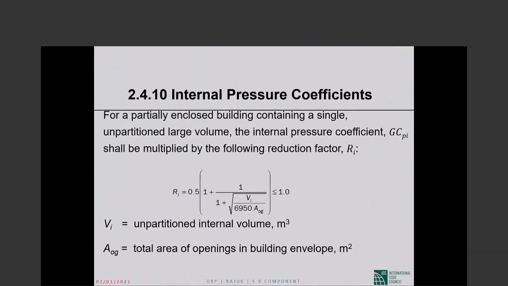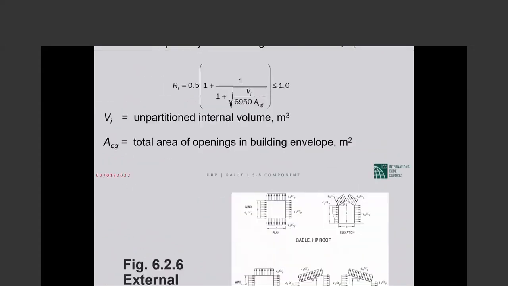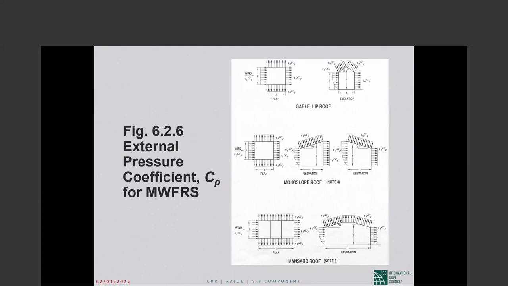If you have a large internal volume for a partially enclosed building containing a single unpartitioned large volume, internal pressure coefficient G times C sub pi can be reduced a little bit, and that is a detail that is unimportant.